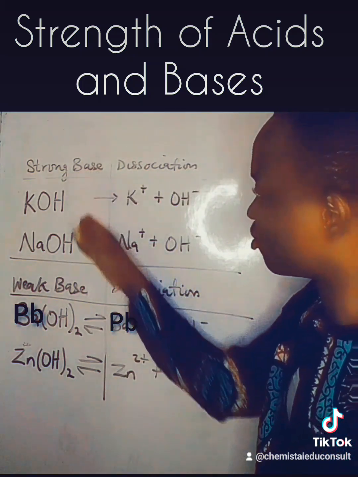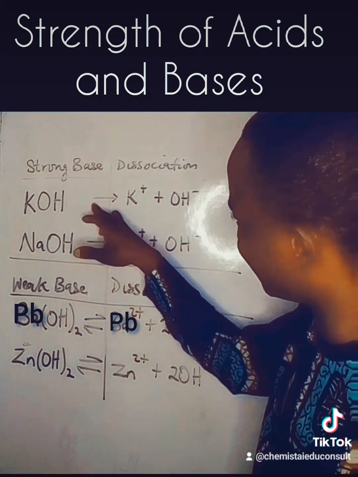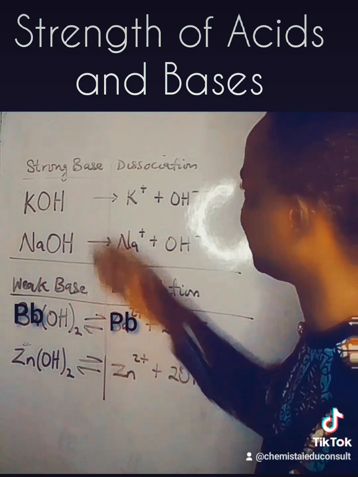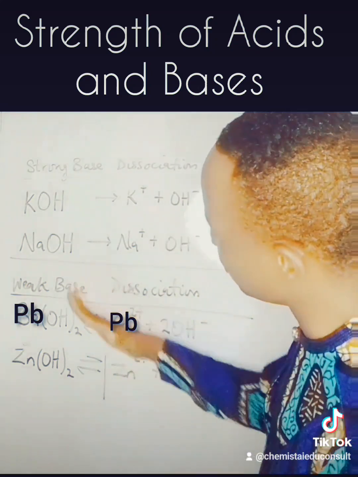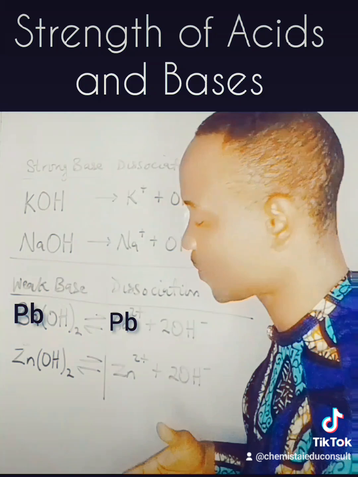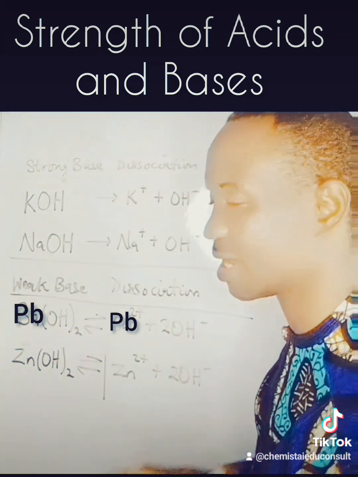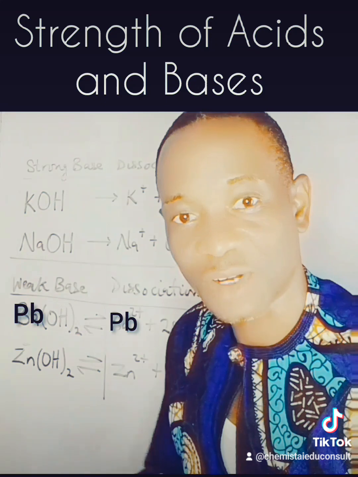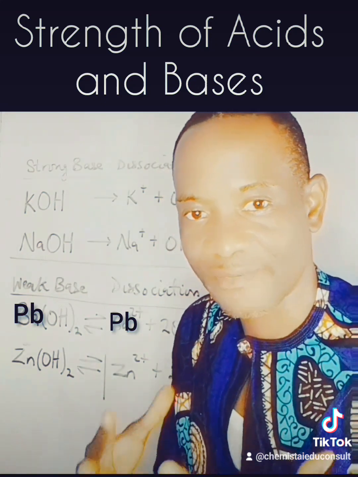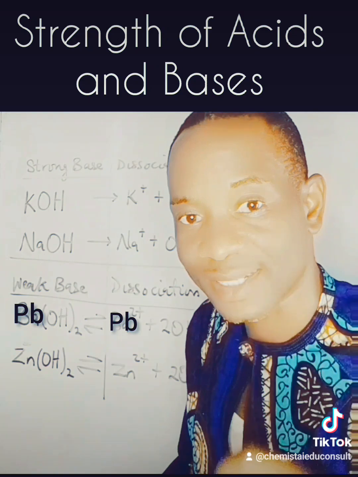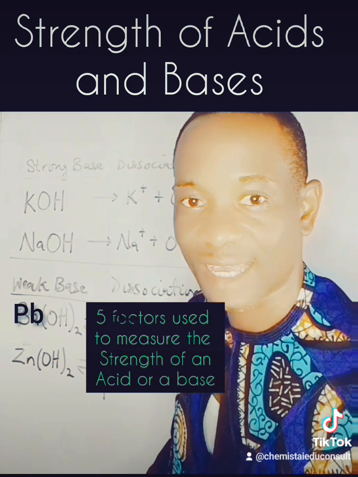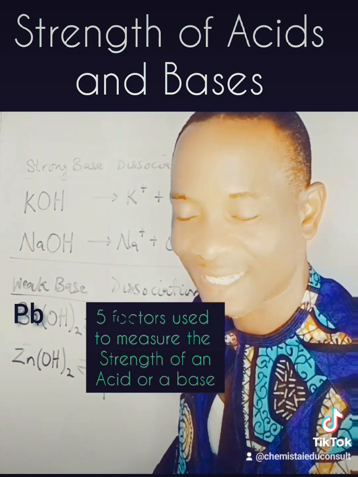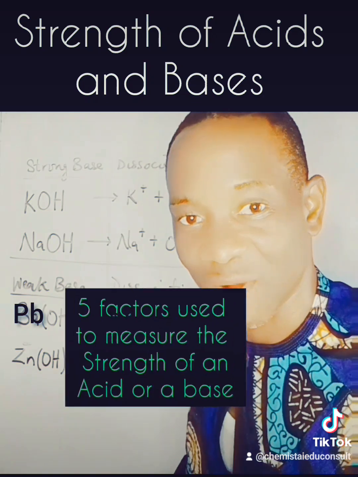So these are strong bases shown by single arrow, which shows that they ionize completely in water to release hydroxide ion, while weak bases ionize partially in water to release hydroxide ion. But definition of strength of acid and base is not enough to understand the strength of acid and base. There are 5 factors that are used to measure the real strength of an acid or a base.